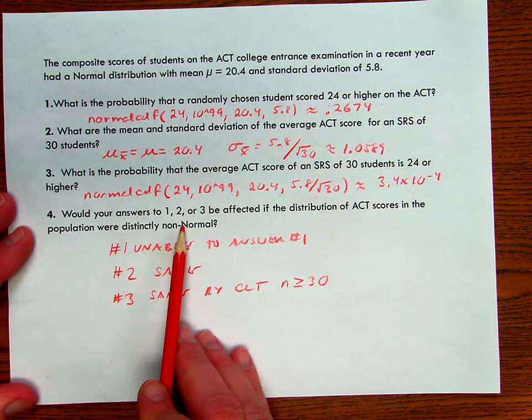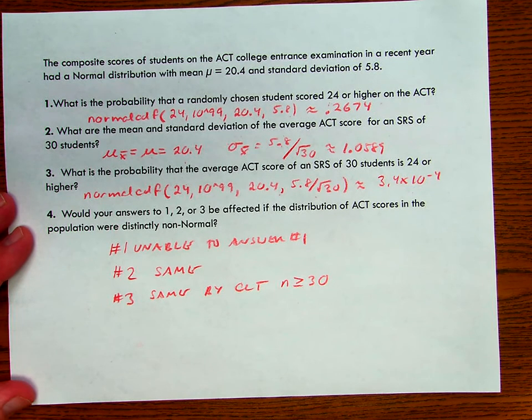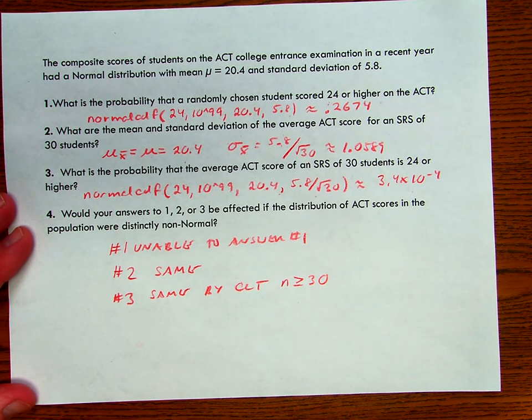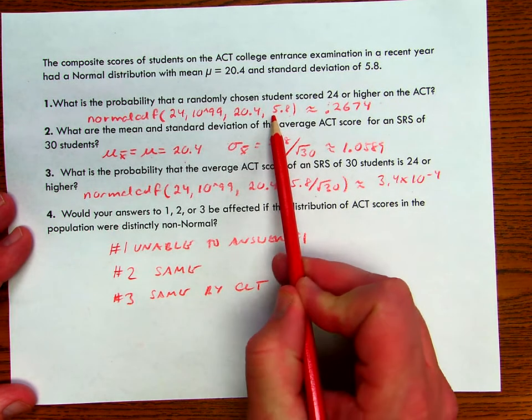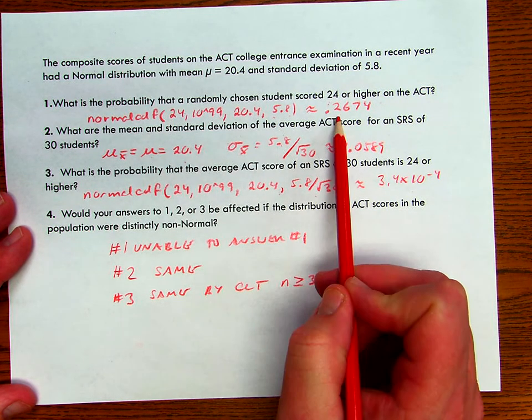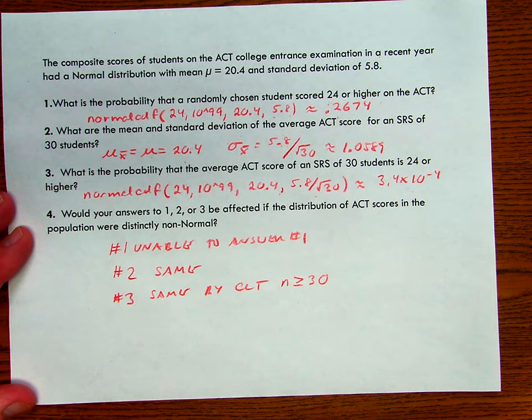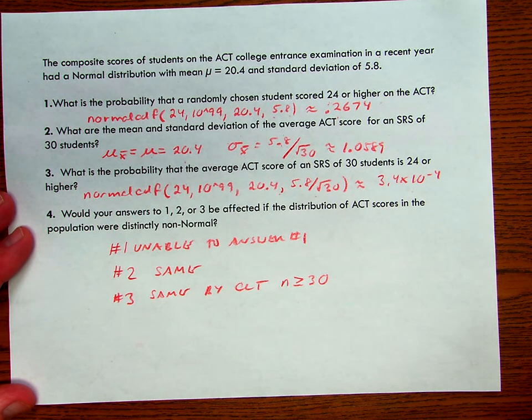Would your answers to 1, 2, or 3 be affected if the distribution of ACT scores in the population were distinctly non-normal? All right, well, if it's non-normal, we can't answer this one. We don't have enough information to be able to answer that question. We certainly can't use normal CDF for choosing 1 person or 1 individual from a population that's not normal.